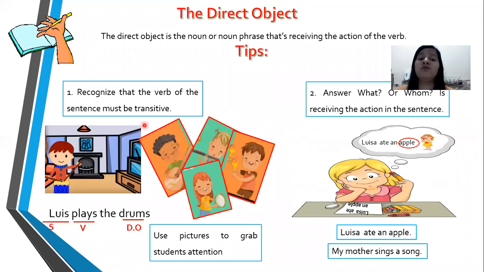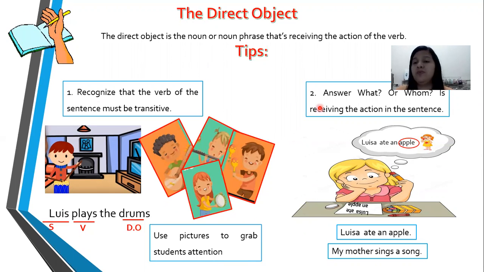Teachers should consider the following tips to teach the direct object. First, teachers should use pictures, as you can see here, to create a new sentence and explain to students that the direct object is always a noun or pronoun that is directly affected by the action of the verb. As a result, the verb must be transitive. As you can see in this example, Luis plays the drums. Students should recognize that plays is a transitive verb, and the transitive verb comes before the direct object.